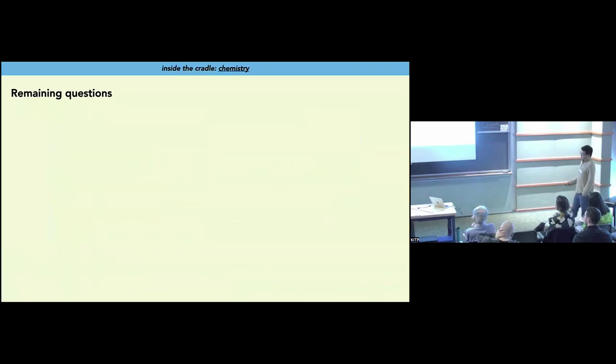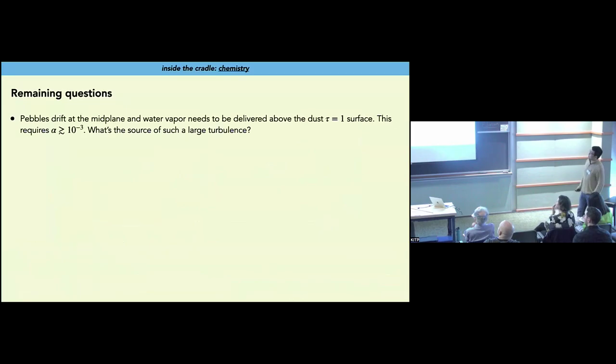Okay, so there are some remaining questions. I will just go real quick because I ran out of time. Pebble drifts at the midplane, so you will have to somehow evaporate that water in gas phase, and then it has to be delivered to the tau equals 1 surface, because we are talking about 20 micrometer dust particles, and they can loft up to a few scale heights in this inner disk. So how do we do that?